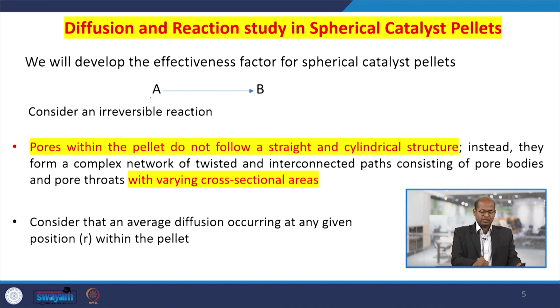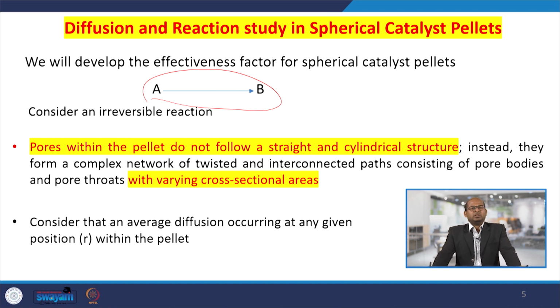So, let us say A is going to, for this particular system's catalyst, if we consider a spherical catalyst particle, with that diffusion and reactions we will consider, and we will derive some equations.